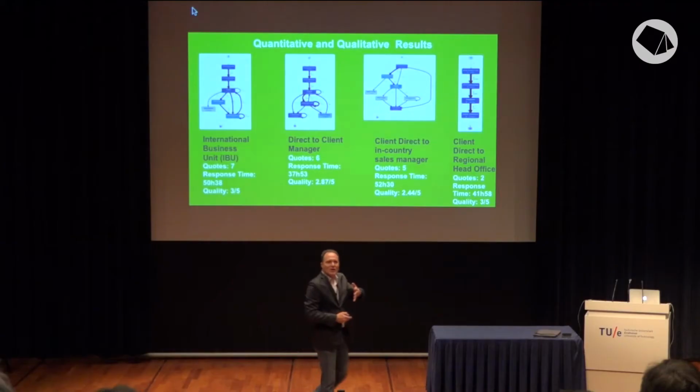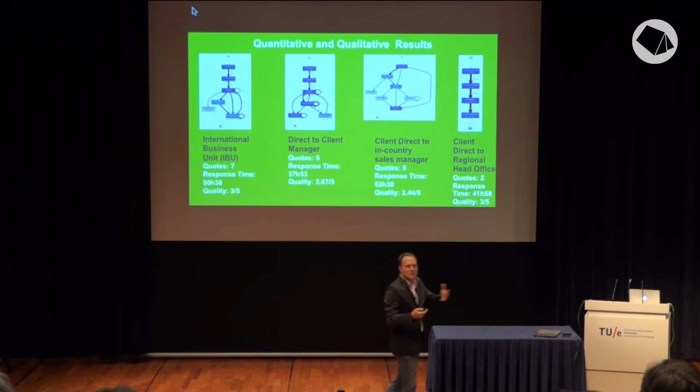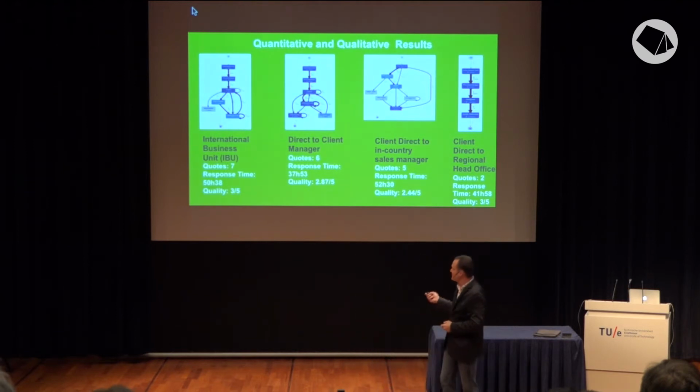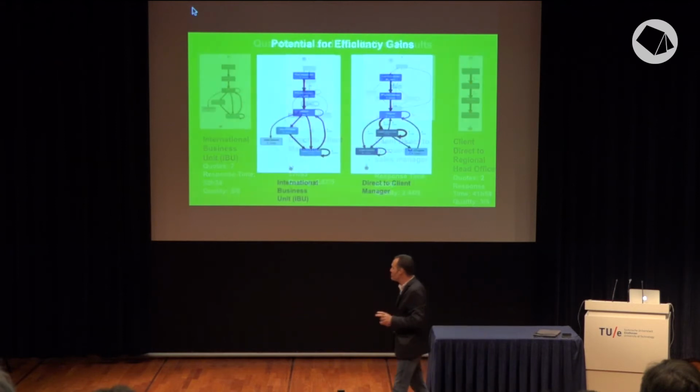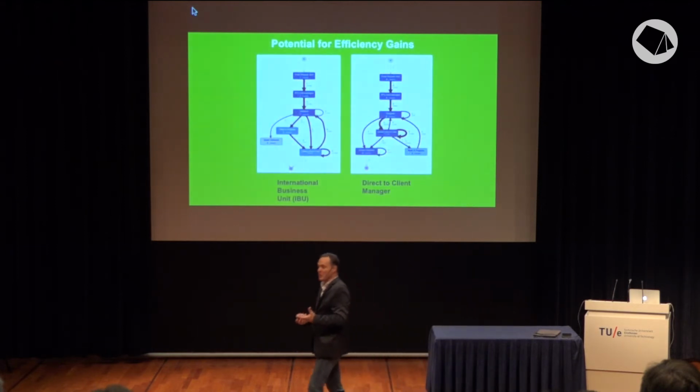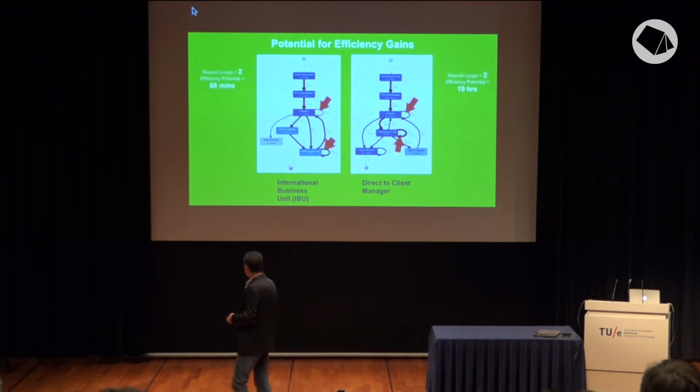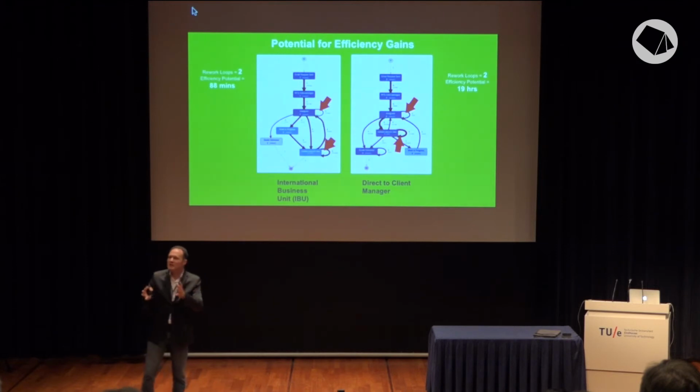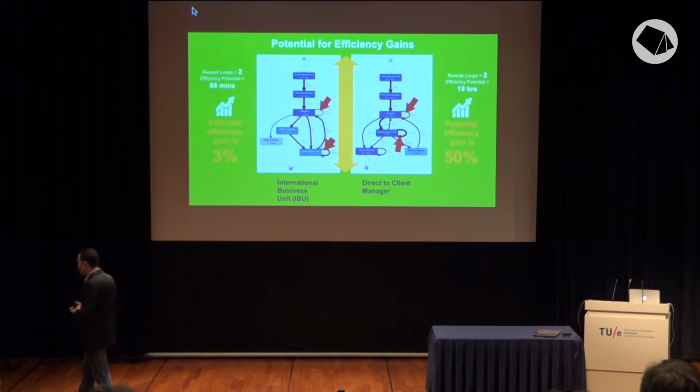And we identified 4 main streams through which a quote process ran from the data that they captured. And very quickly, we were able to identify 2 specific ones that would benefit from optimization the most. And the first lot, you'll see where the arrows are, we had on the left-hand side, an 88-minute optimization possibility versus a 19-hour optimization possibility. And that equates to a 3% and a 50% improvement opportunity.